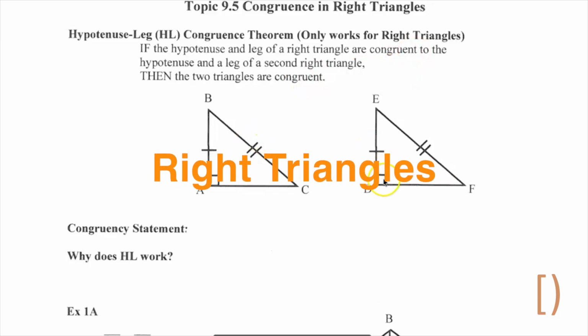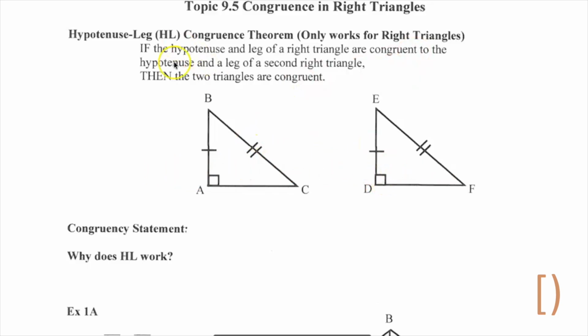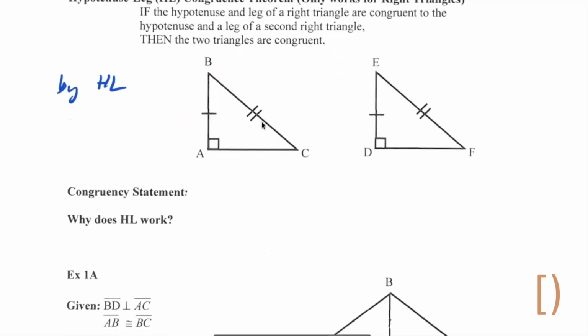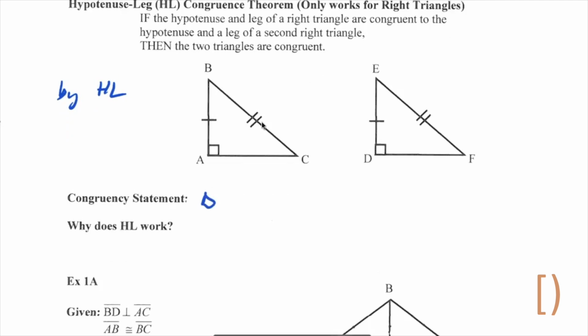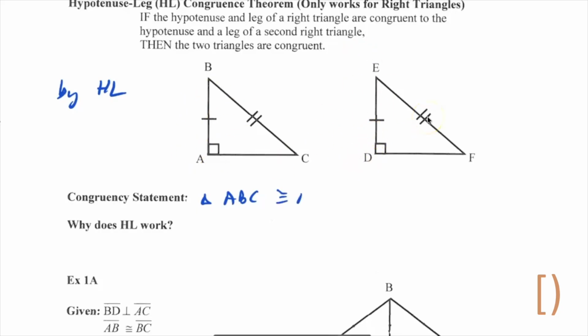So if they're right triangles first, then if you have a hypotenuse, which is the one opposite the 90-degree angle, so this guy here, and any leg that match, then the two triangles are congruent by HL. So these two triangles will be congruent by HL. Congruency statement, so we're going to say triangle ABC is congruent. Now I started at A, right? So A matches with D, so it'd be DEF.